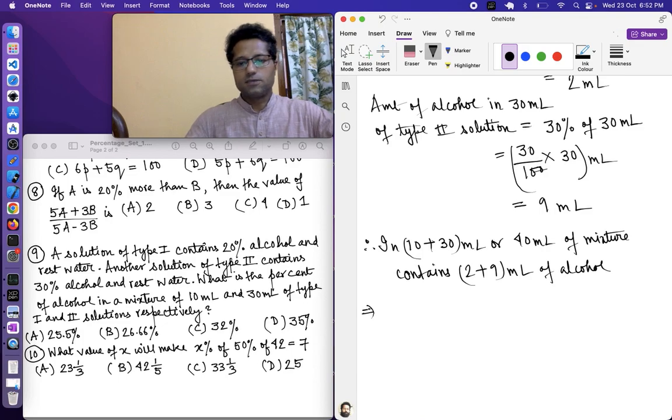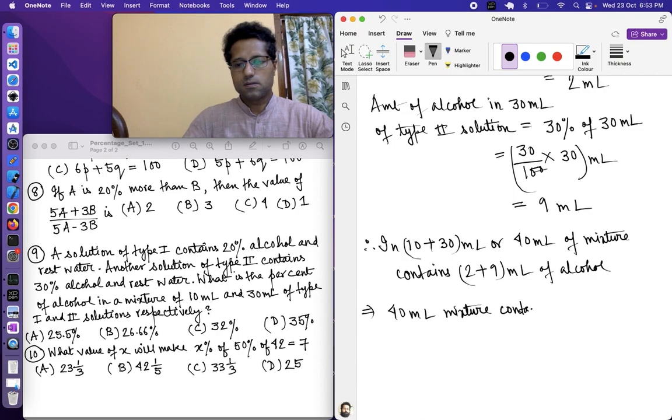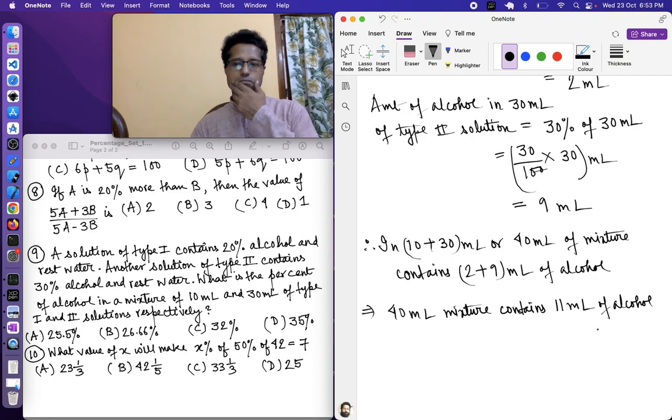This implies that the 40 ml mixture contains 11 ml of alcohol. So now we have to find what percentage 11 ml is of 40.